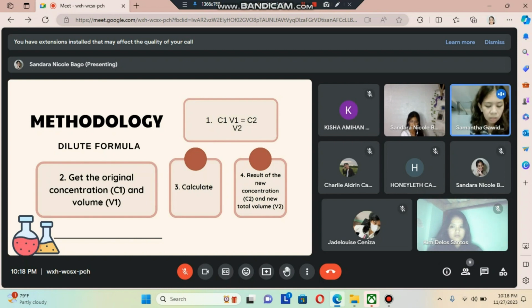or X. Then, in order to isolate the X, we will divide by the C2 to itself for it to be cancelled. Then for the next step, we will divide the given result of the multiplied C1 and V1 by the C2. And then lastly, we will get the final result of the unknown V2, which will be the total volume of the experiment. Next.